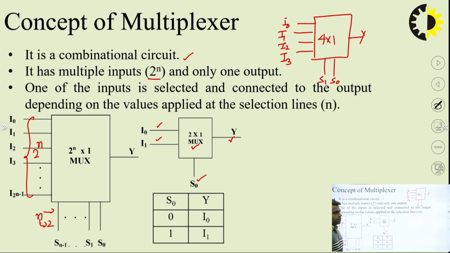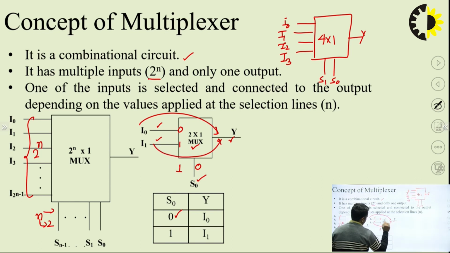The operation can be understood as follows: we apply some value on the select line, and based on that value, one of the inputs will be selected and that selected input will be connected to the output. So if I put S0 equal to 0, that means if I place a 0 here, then out of these 2 inputs, labeled 0 and 1, I0 will be selected and connected to the output. Similarly, if I place S0 equal to 1, then I1 will be connected to Y.